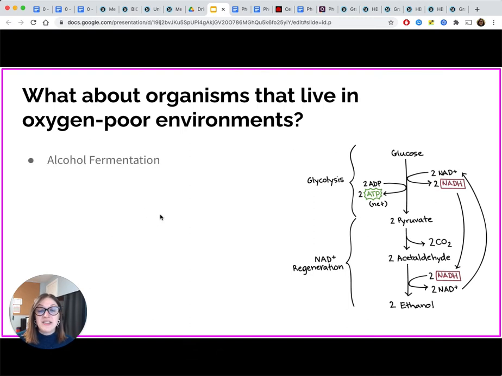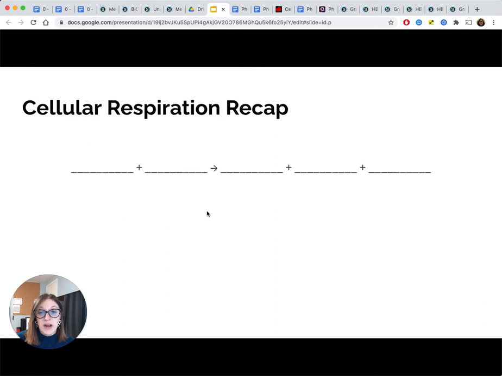Another example of this is called alcohol fermentation. So alcohol fermentation produces 2 ATP and 2 ethanol. So it's actually quite similar to lactate fermentation, but it produces ethanol instead. This is how yeast are used to, for example, make beer and wine.